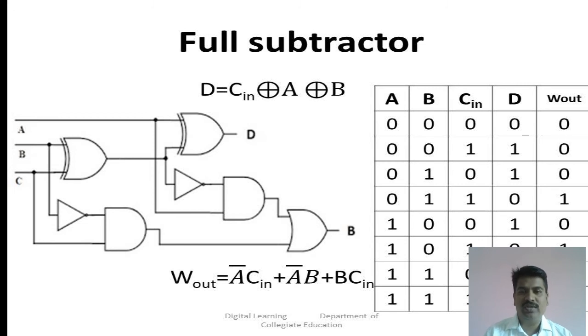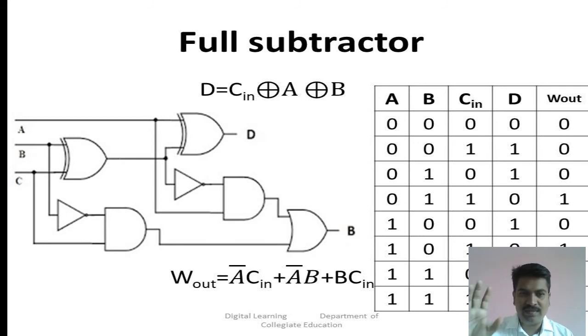So here it is a half subtractor. Look at this very clearly. There is an XOR gate over here, a NOT gate and an AND gate. This is a half subtractor. And here there is another XOR gate, another NOT gate and an AND gate. This is another half subtractor.